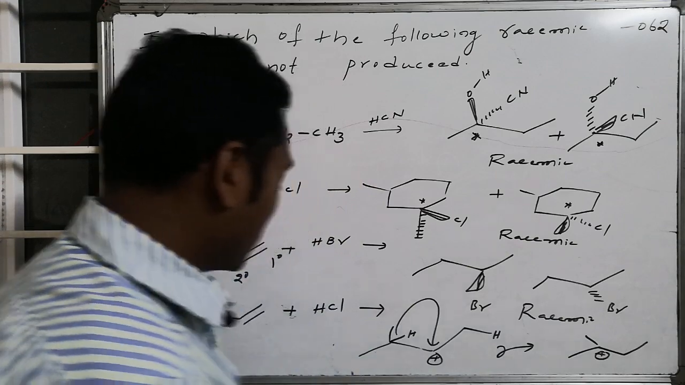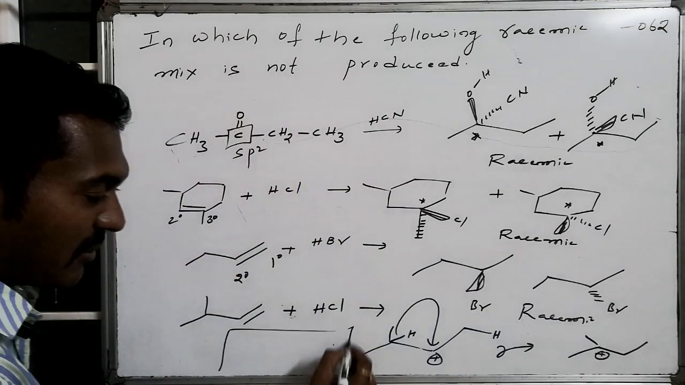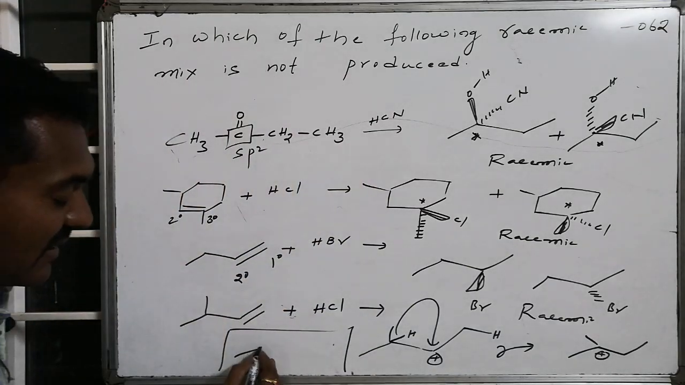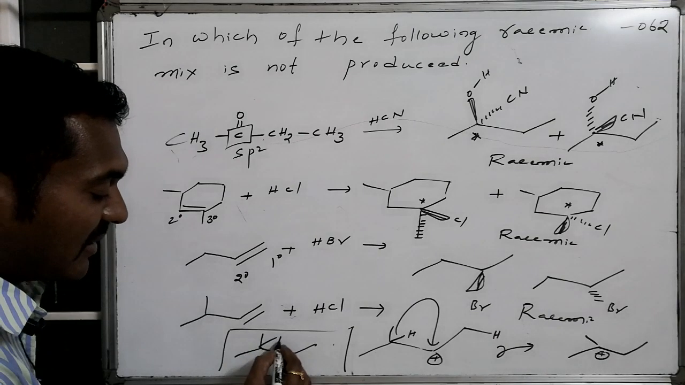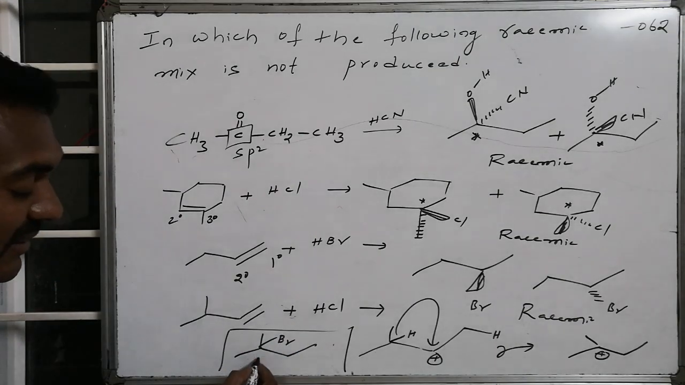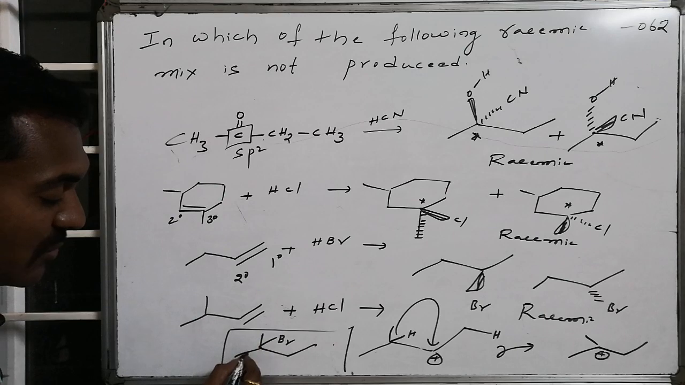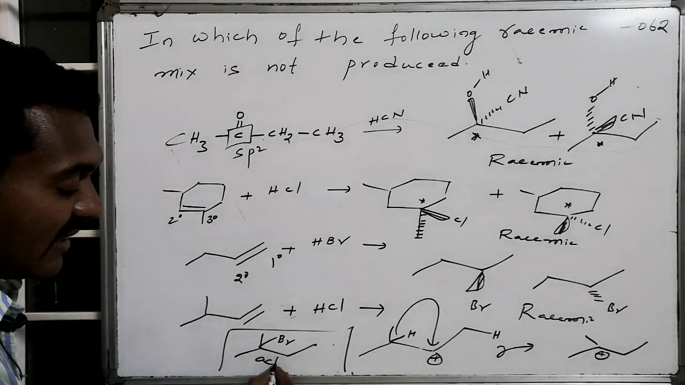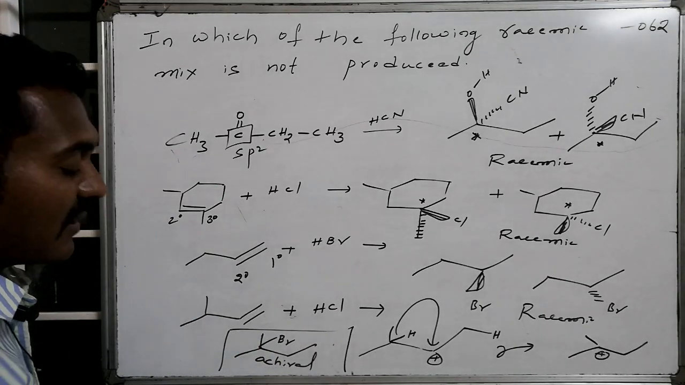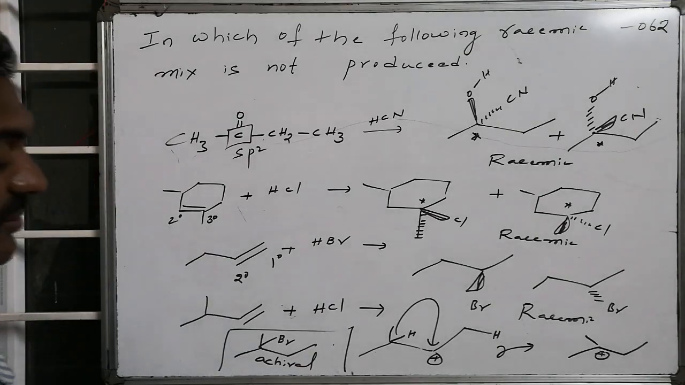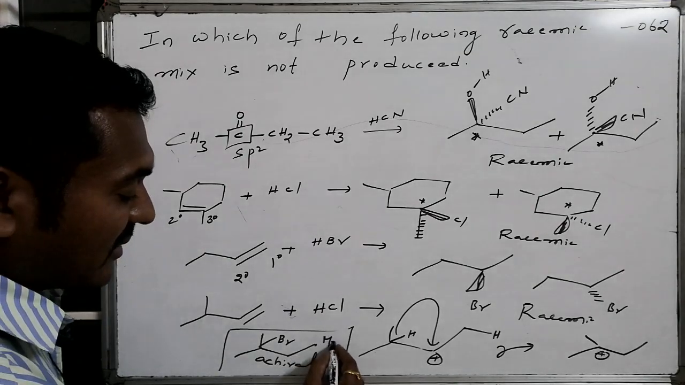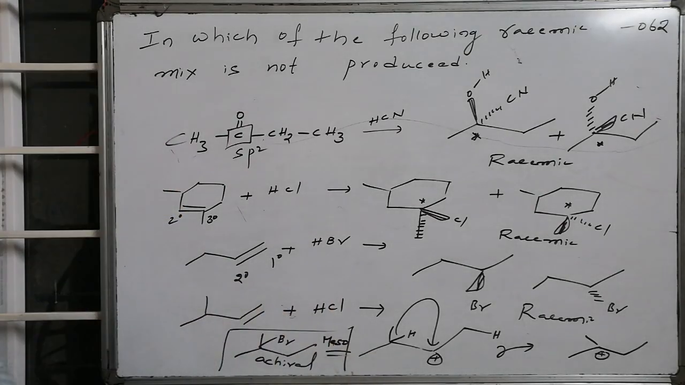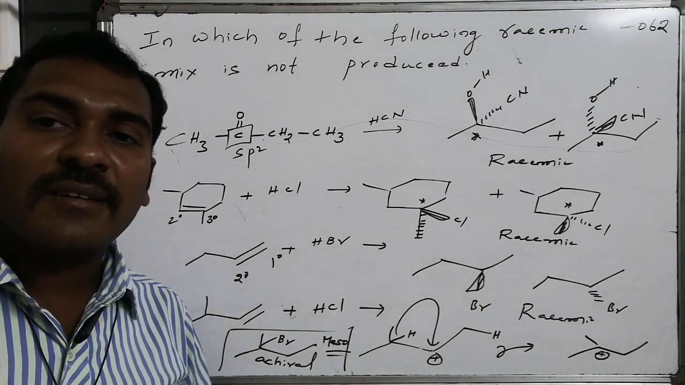I will write this product here in the box. So it appears like this. Here methyl, followed by halogen connected. But it is not chiral because it has two identical methyl groups. It is achiral. Achiral implies this particular compound is said to be what? Meso compound. It is not a racemic mixture. The compound formed in this case is a meso compound.